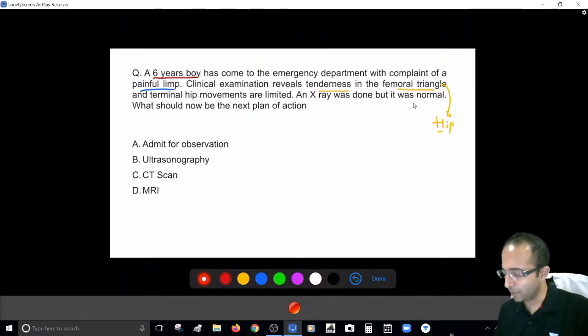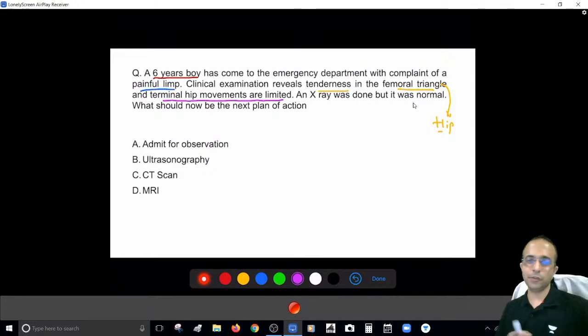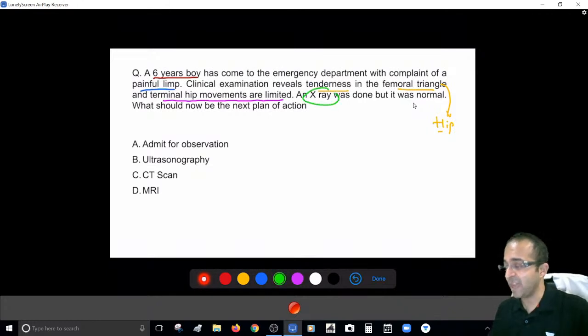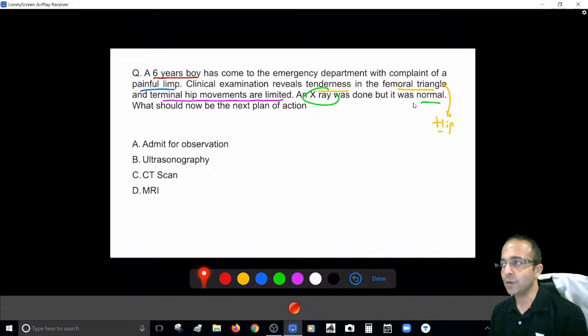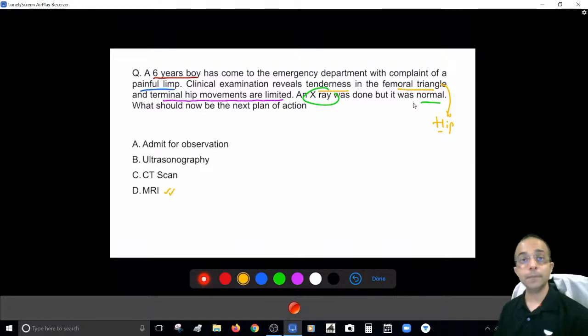Now if you can read here clearly, it is written the terminal hip movements are limited. So there is some limitation of the movements of the hip also. Now surprisingly, the X-ray that was clipped is absolutely normal. So now, the problem being clinical, painful limp observable, tenderness in femoral triangle, but with an X-ray that is normal, you get stuck as to what should be the best choice. So can I just have you guys now answering this one? Yes. So most of the votes as of now for MRI. Anything else?